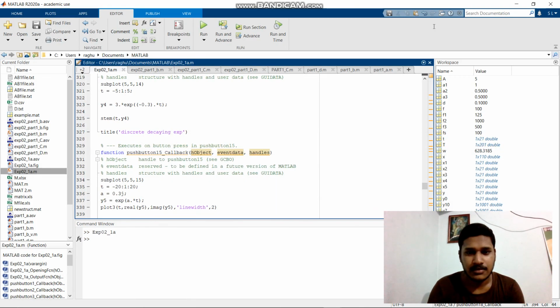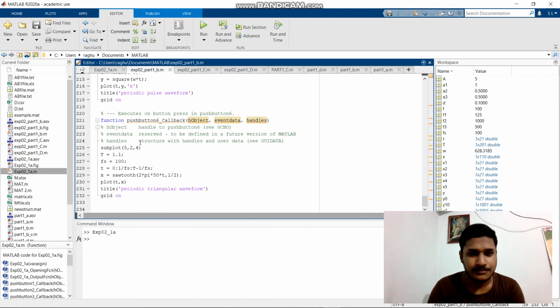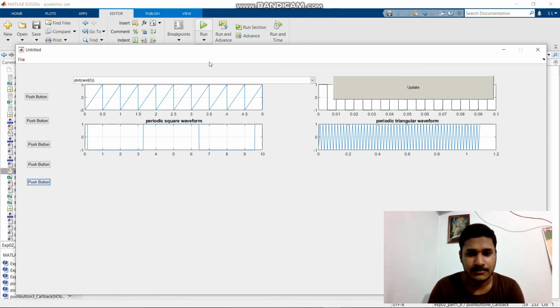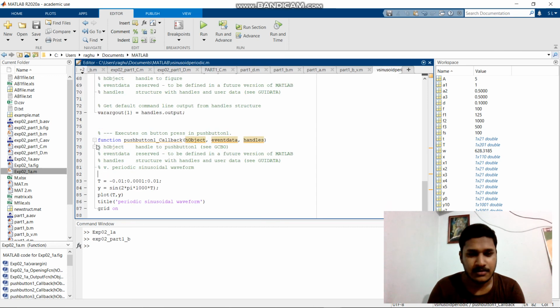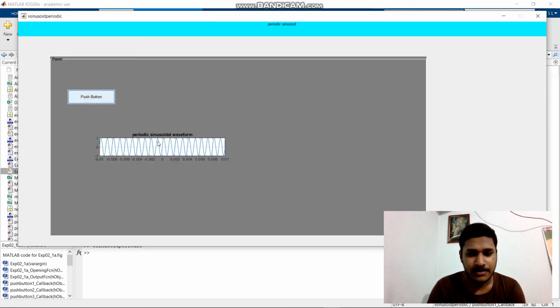In the same way I did the second part. If I run this program, I obtain periodic waveforms. Again, I use push buttons only. This time I use another blank document, periodic triangle. The remaining one is the sinusoidal periodic, which I left in the previous part. So again I created a new blank document, and if I run this program, I obtain the periodic sinusoidal waveform.